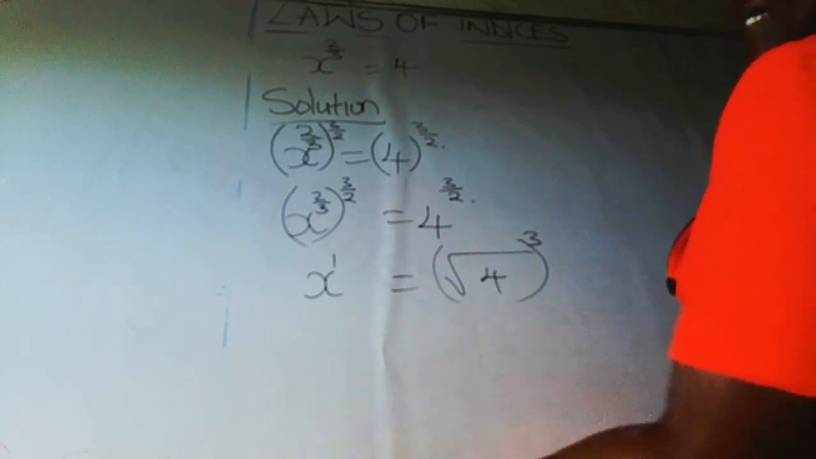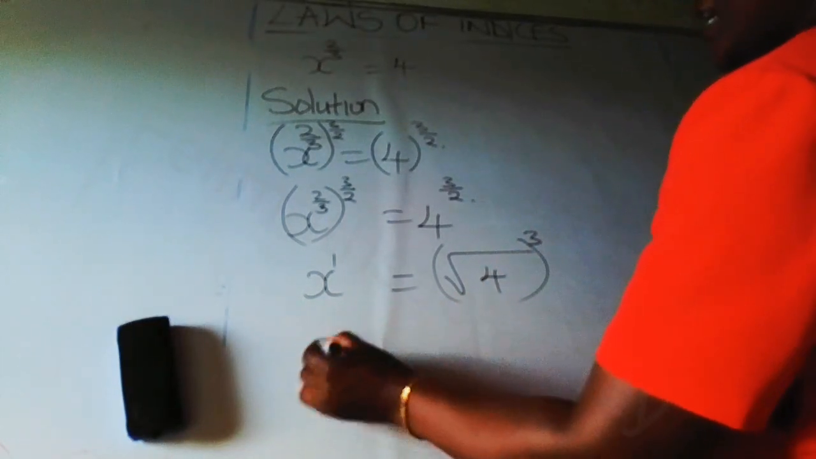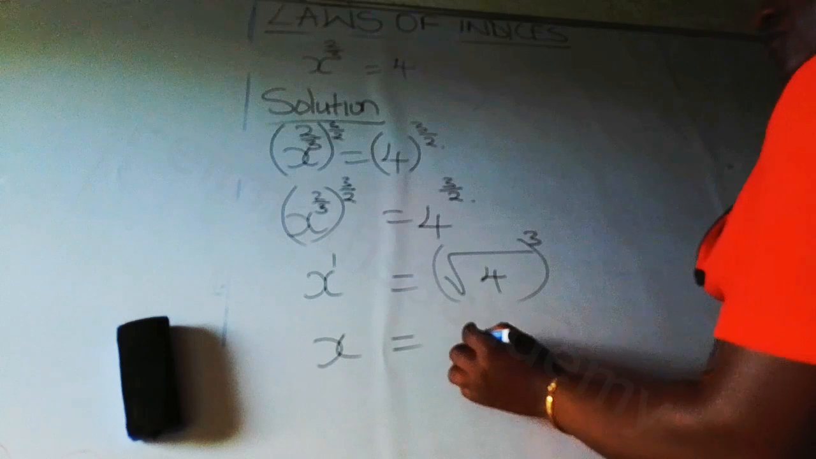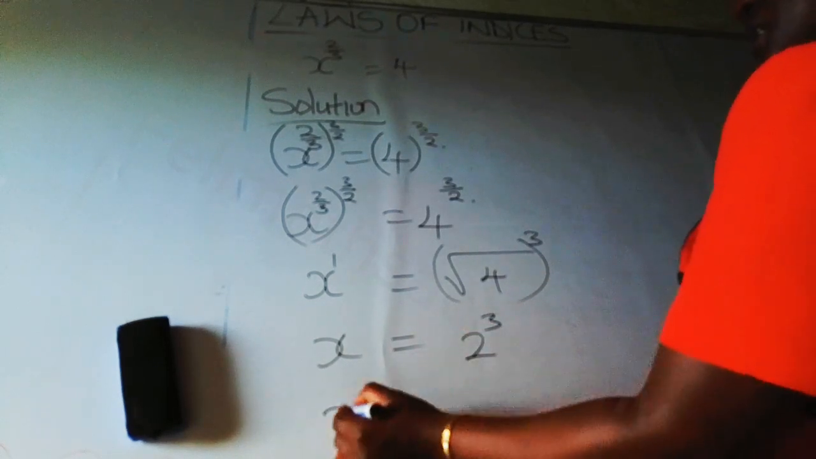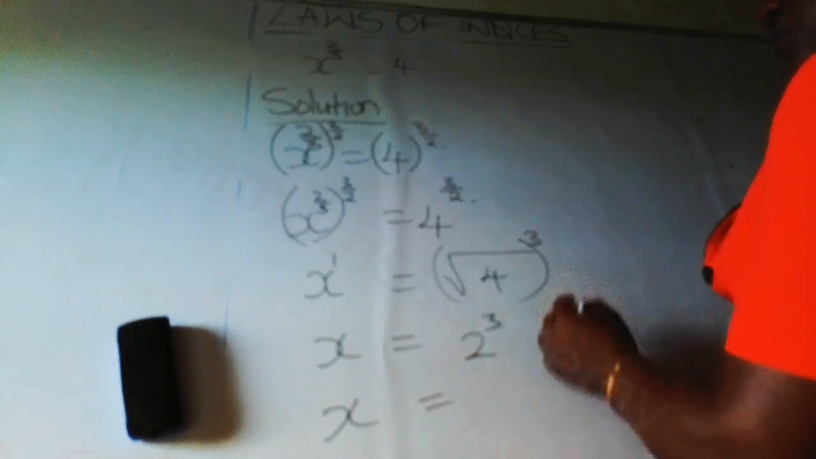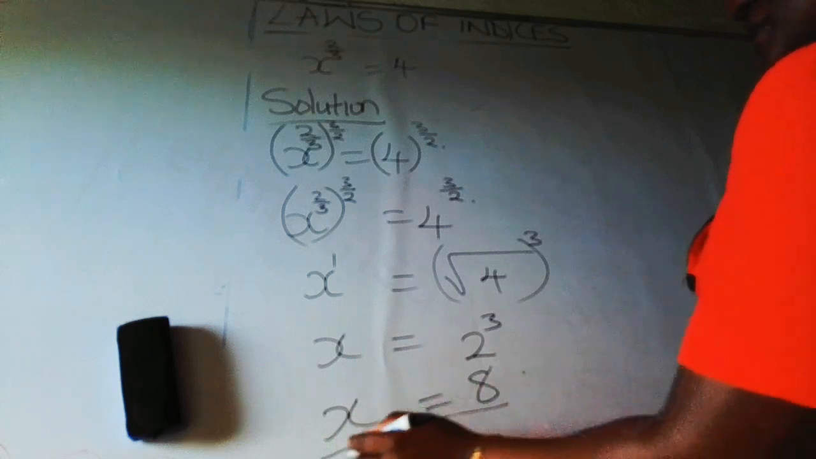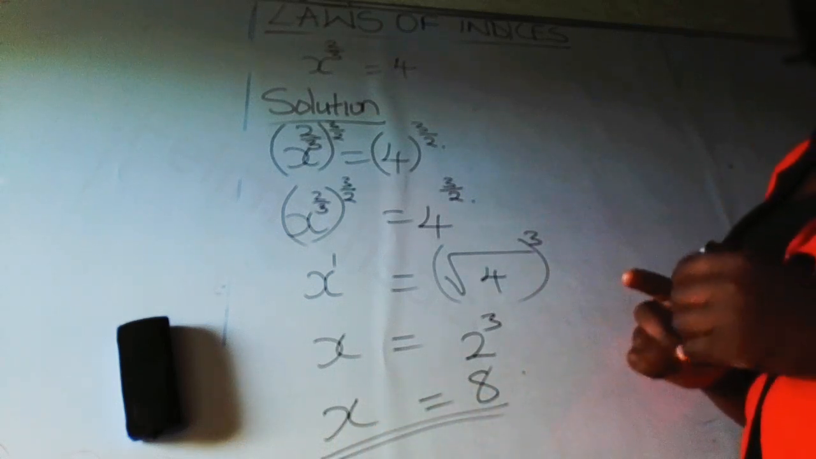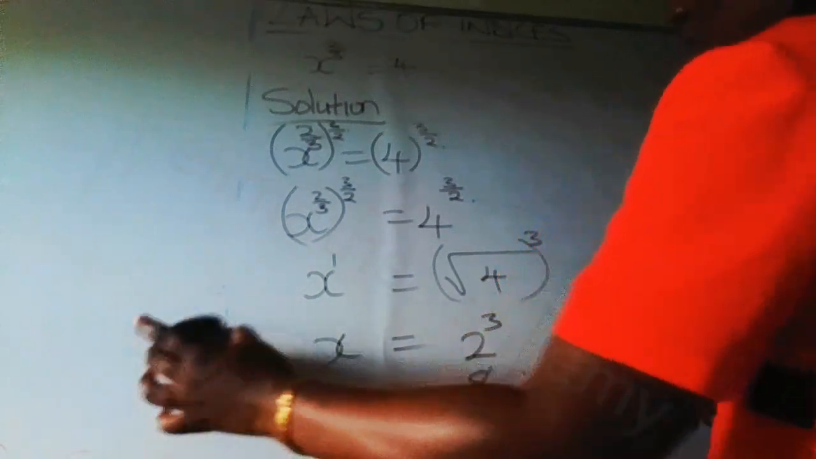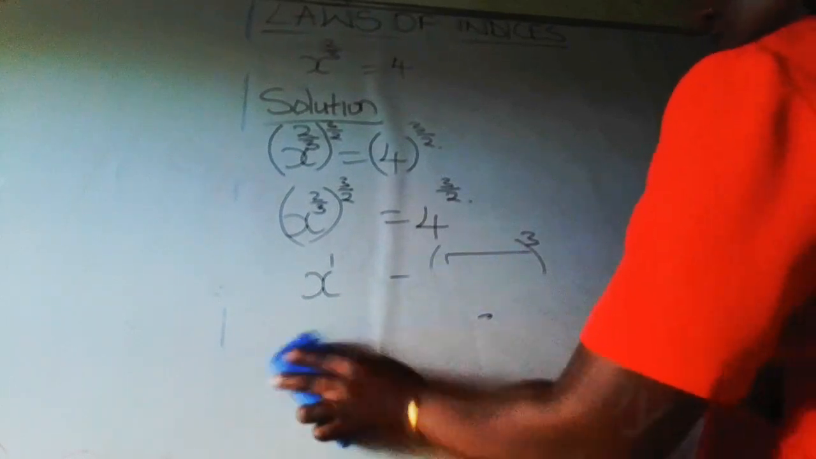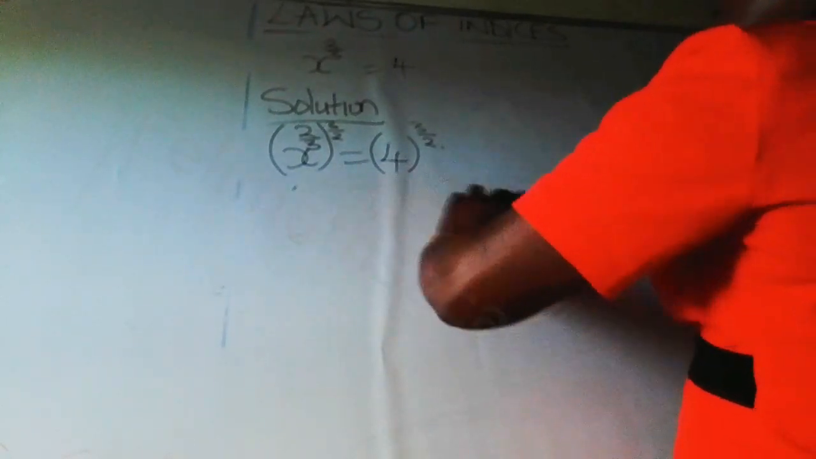It's been cleared. We now have x there is equal to the square root of 4, which is 2, to the power 3. So x to the power 2 to the power 3 is 8. So our x is equal to 8. That's how we solve that equation using our laws of indices.